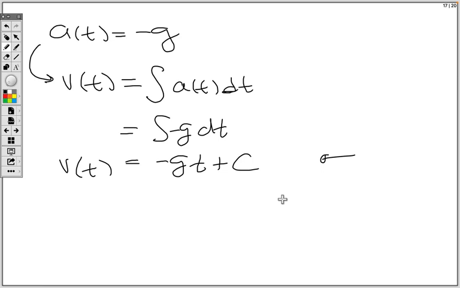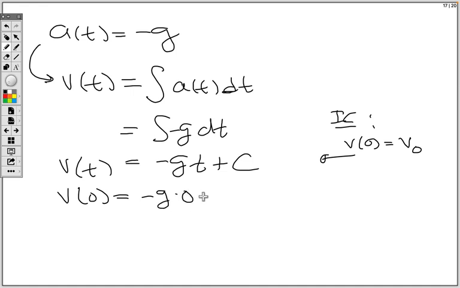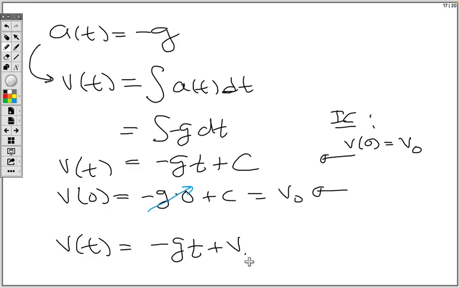Now to help us pin down what that constant is, we're going to use our initial condition. The initial condition is the initial velocity, v at 0, is the value v naught. So that means when I plug in t equals 0 to this formula, I should get v naught. And we can see here that the 0 there is going to cancel out that term. And we just get our constant is v naught. And so here's our velocity function, minus gt plus v naught.